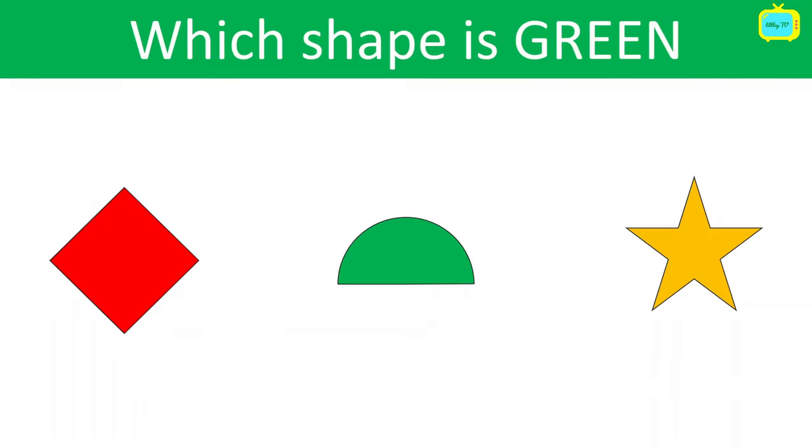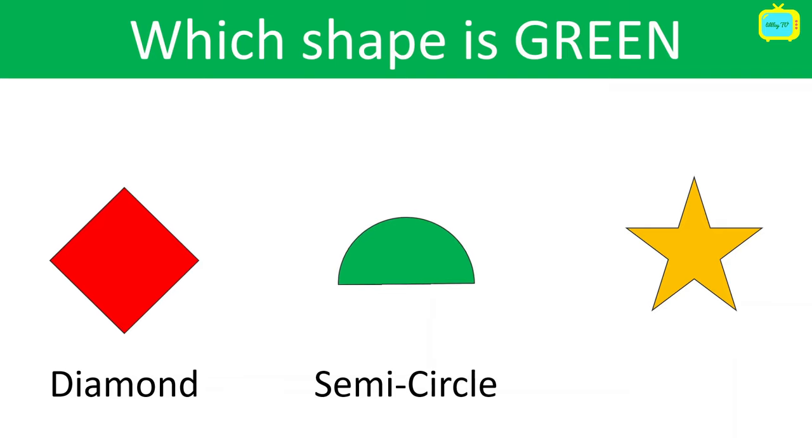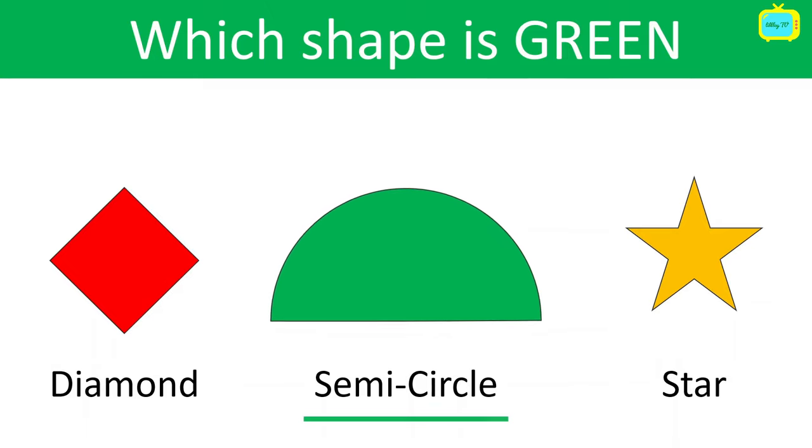Now, kids, tell me, which shape is in green color? Is it diamond? Is it semicircle? Or is it star? Yes, it's semicircle. Green semicircle.